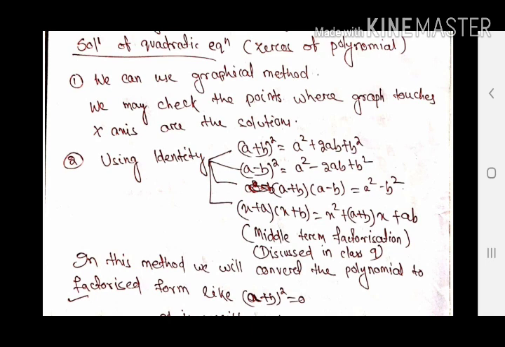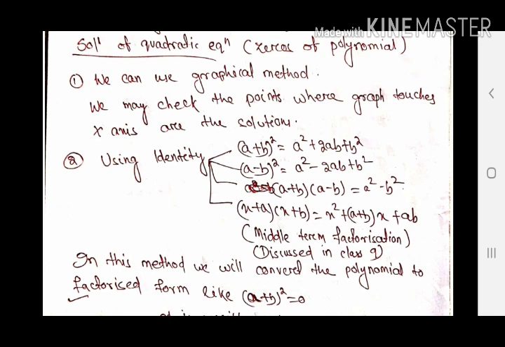In the factorization method, we convert the polynomial into its factorized form. For example, if anything is in the form of a square plus 2ab plus b square, we can write (a plus b) whole square. Or if anything is in the form of a square minus b square, we can write (a plus b) into (a minus b). And the predominantly used one is the middle term factorization. Anything in the form of x square plus (a plus b)x plus ab, we can write as (x plus a) into (x plus b) using the third identity.